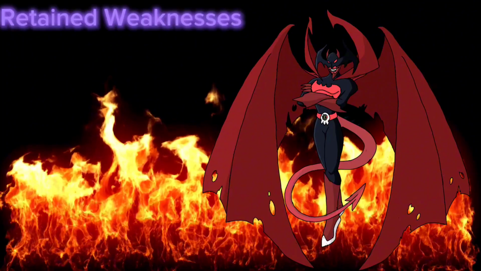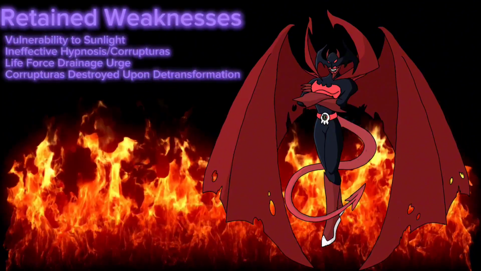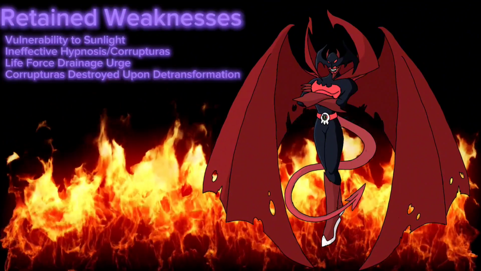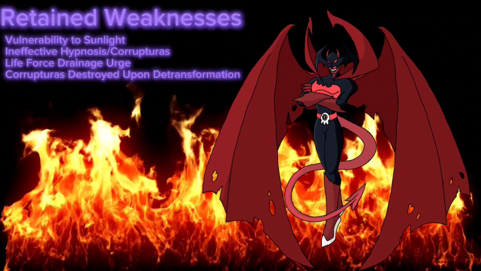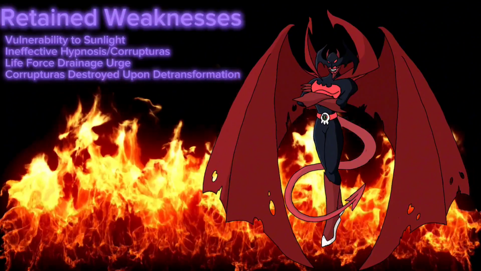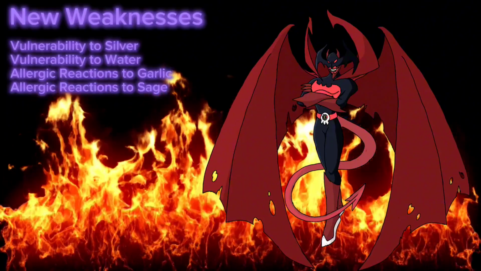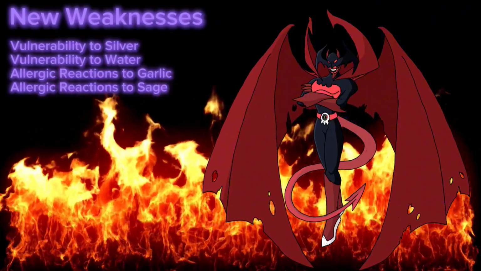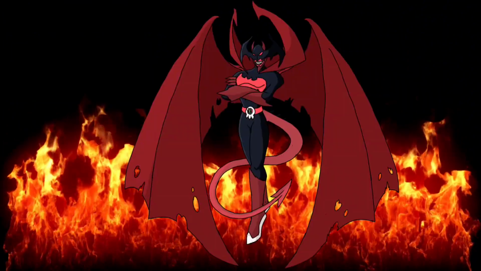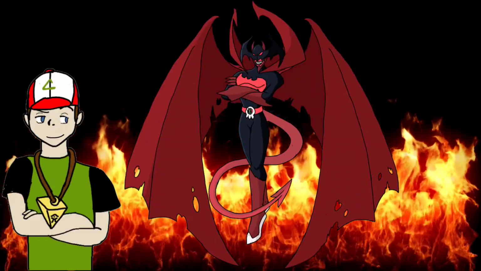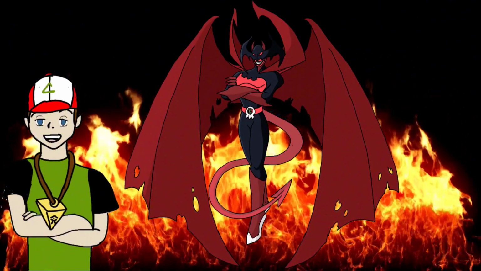For weaknesses, retained ones include Vulnerability to Sunlight, Ineffective Hypnosis or Corruptoras, an uncontrollable life force draining urge, and of course the Corruptors are destroyed upon detransformation. New weaknesses include Vulnerability to Silver, Vulnerability to Water, Allergic reactions to Garlic, and Allergic reactions to Sage. Not gonna lie, this vampire variant is pretty badass. But now let's see what's in store for the second one.